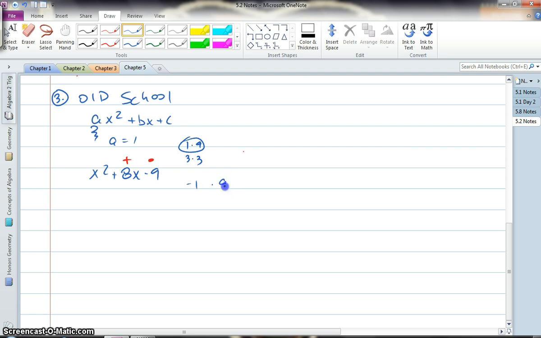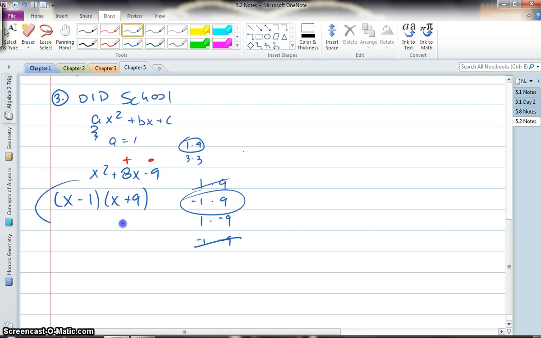Either your 1's negative, or you're both positive, your 1's negative, your 9's negative, or you're both negative. Now they multiply to a negative 9, so that rules out these two. So which one's going to add to positive 8? Well, this is my culprit right here. So I have x minus 1, x plus 9. Again, this is our solution.